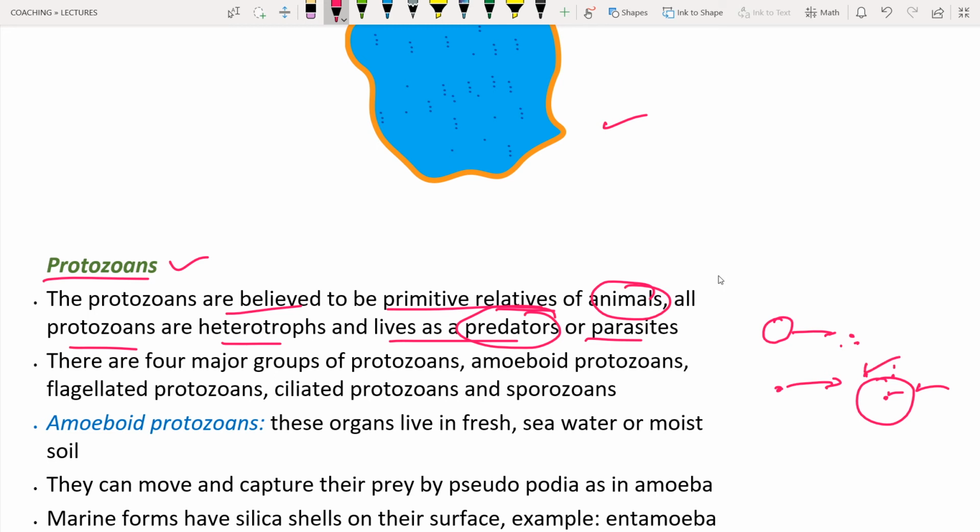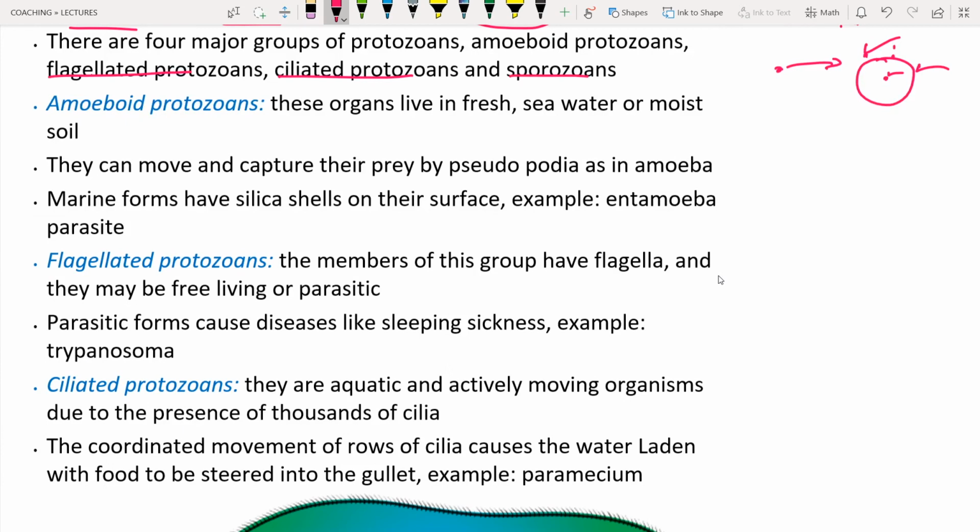Okay, the four major groups of the protozoans are amoeboid protozoans, flagellated protozoans, ciliated protozoans, and also sporozoans. These are the types of the protozoans. First, we will discuss the amoeboid protozoans. The word itself says they have amoeboid nature or amoeboid movement. So they live in fresh water, seawater, or moist soil.